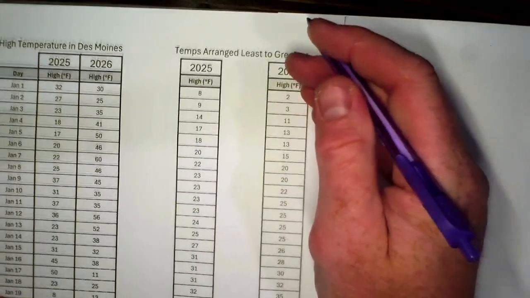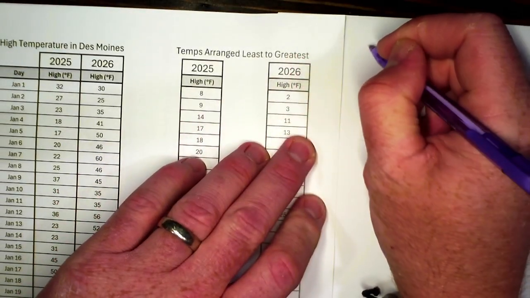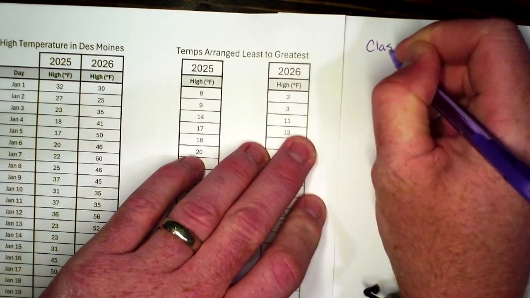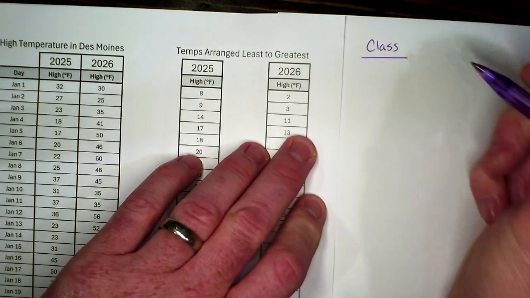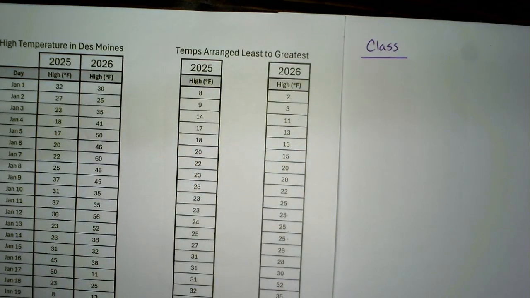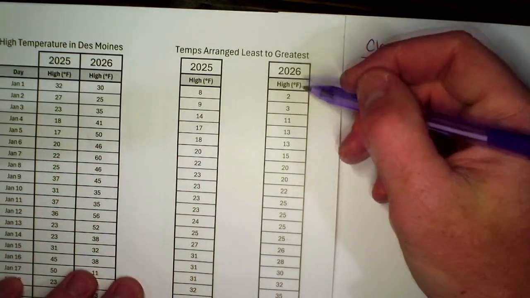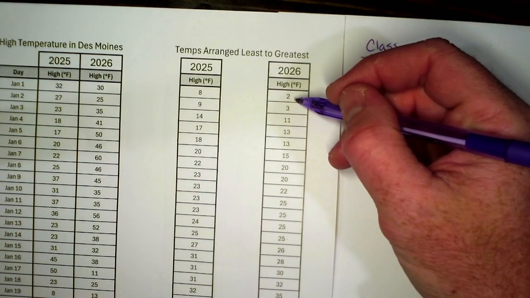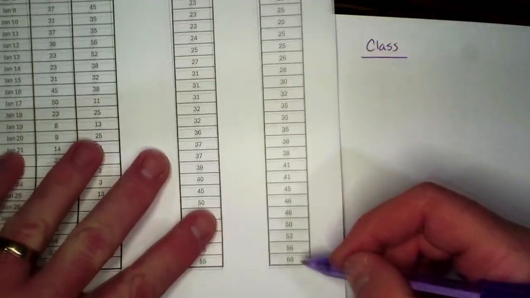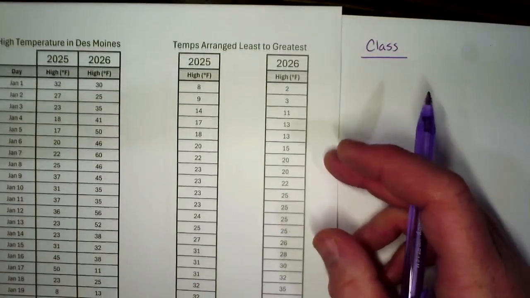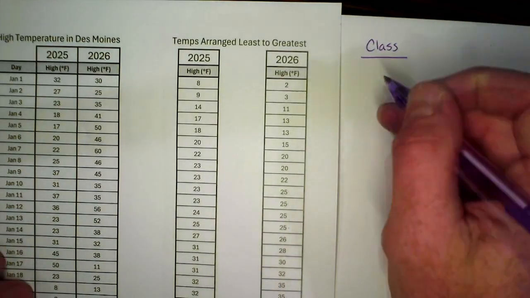And what we're going to do is make what's called a frequency table or a frequency distribution. So I'll come over here and say, well, our first column here is going to be what's called a class. And a class is just a way to group our data. So if we're looking at temperatures that range from a low high of 2 to 60, maybe we would think every 10 degrees would be a good way to go.